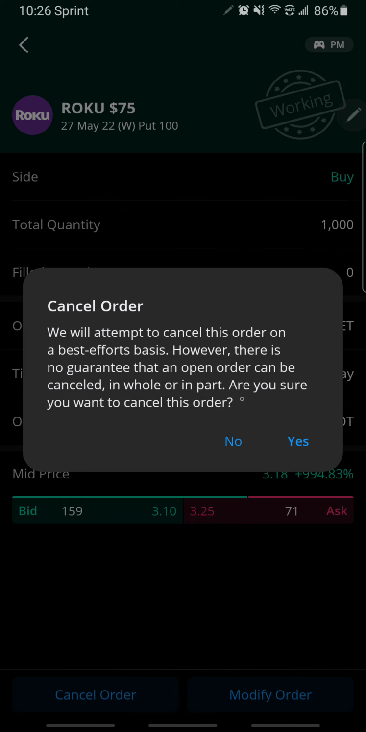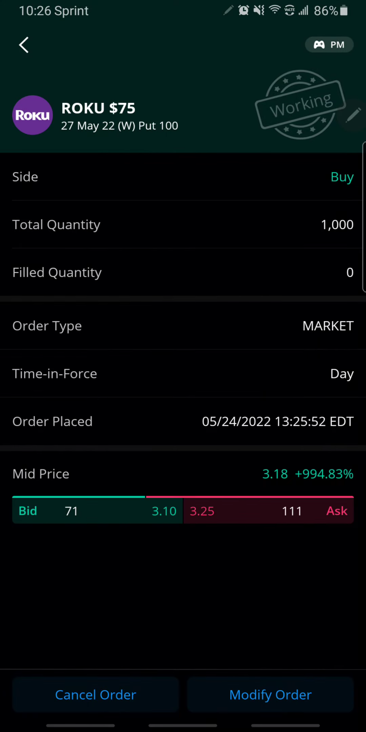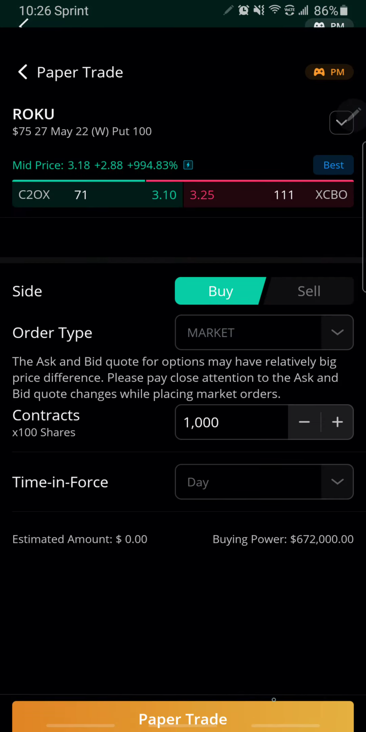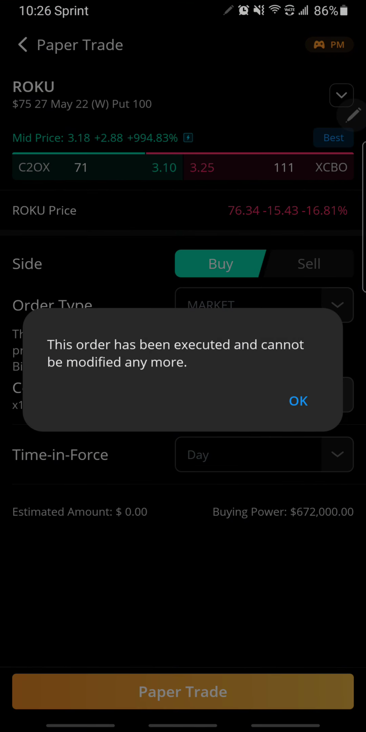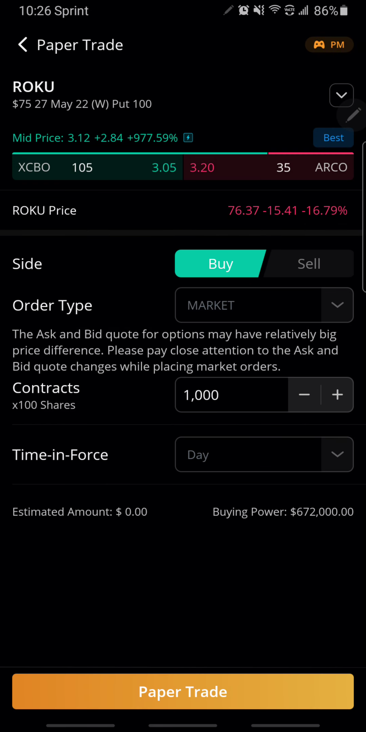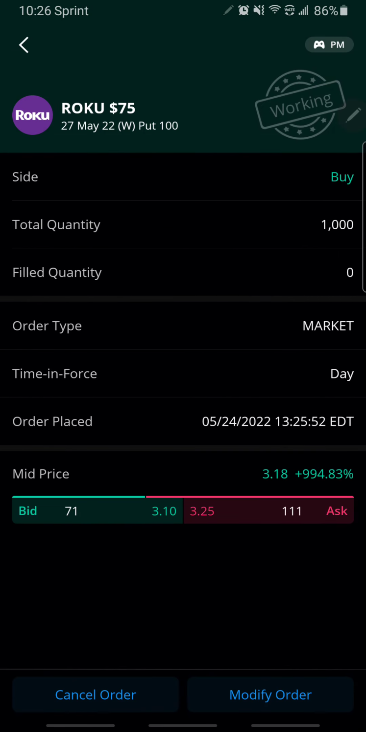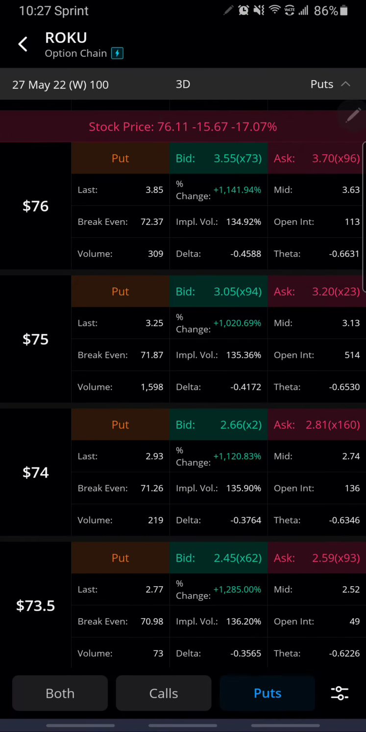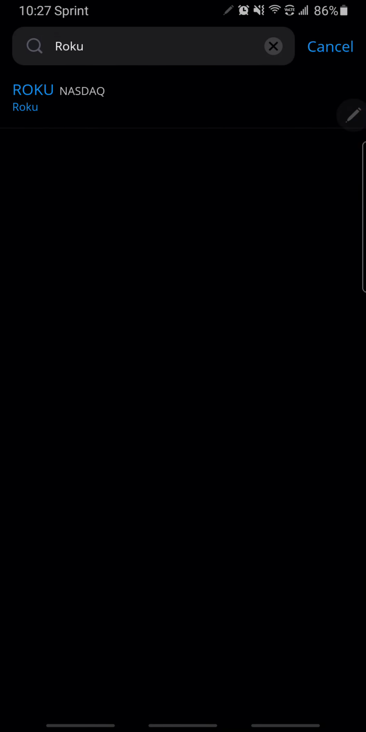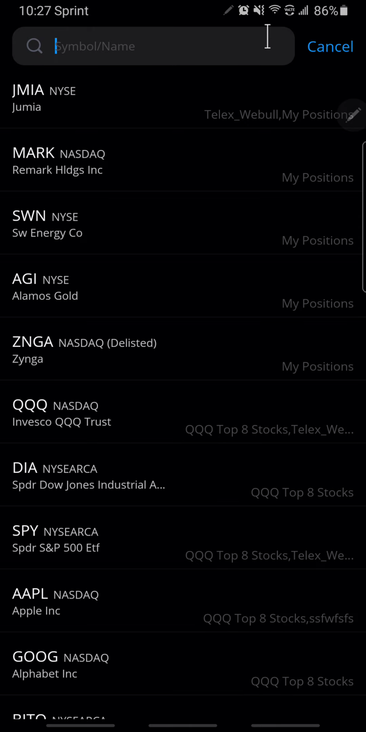We will attempt to cancel it on a best effort basis. However, there's no guarantee. Are you sure you want to cancel this order? No, I don't want to cancel this order. Can I modify the order? This order has been executed and cannot be modified. Okay, so if the order has been executed, fantastic, here we are, then instead of saying working, it should be saying that it failed. Come on now, Webull, you can do better than that.